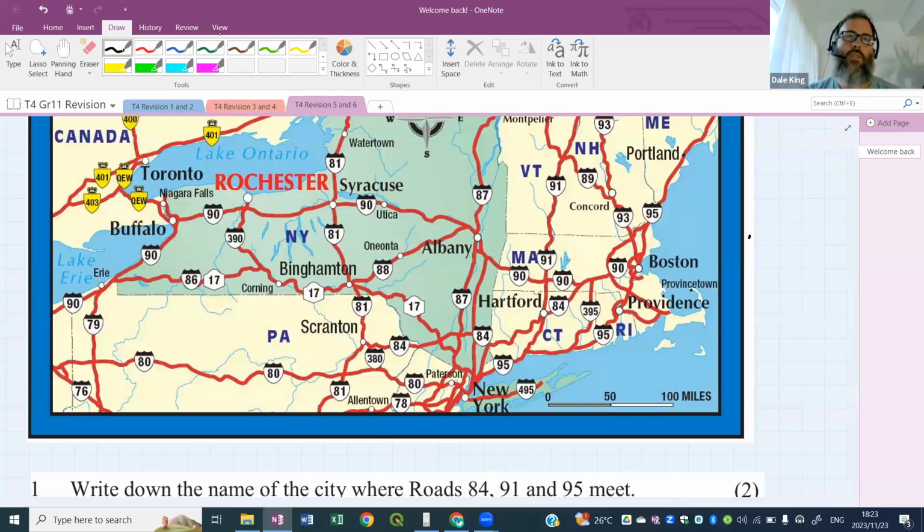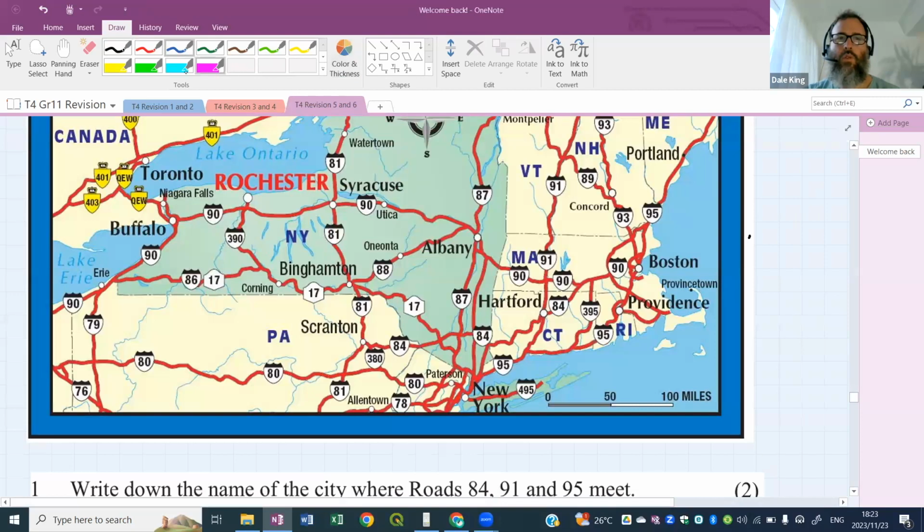Here's a clue. There's a saying, all roads lead to Rome. Well, this is not Italy. This is America. So all roads lead to? Yes, Kayan. New York at the bottom there.